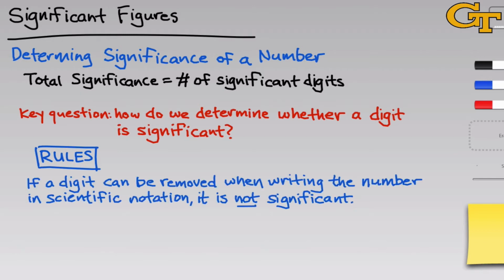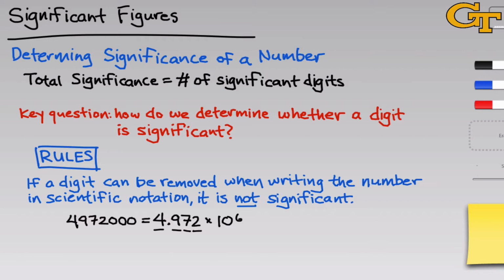The basic idea here is that if a digit can be removed when we write the number in scientific notation, then that digit is not significant. So translating a number from the typical form to scientific notation allows us to remove all of the non-significant digits from the number and essentially shove them into times 10 to some power.